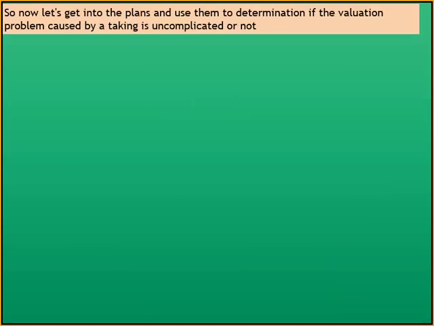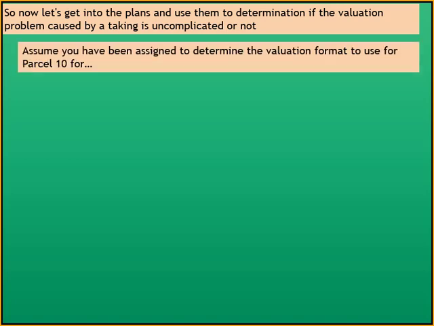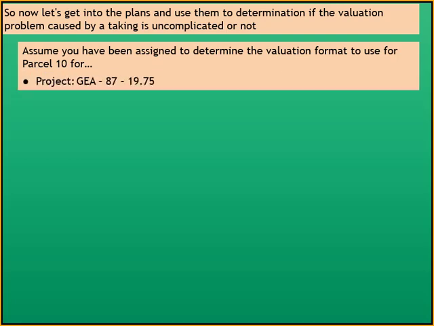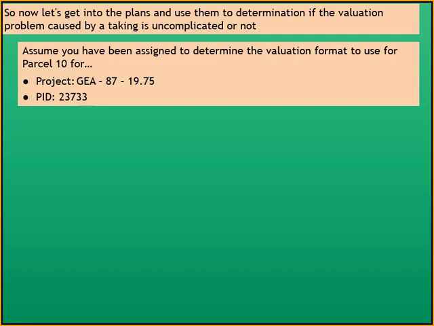So now let's get into the plans and use them to determine if the valuation problem caused by the taking is uncomplicated or not. Assume you've been assigned to determine the valuation format to use for parcel number 10. And that parcel is part of a project, GEA 87, 19.75. And the PID for that project is 23733. So what does all that mean?